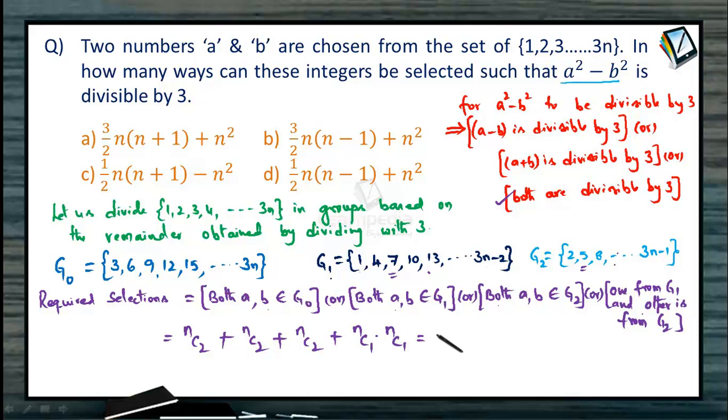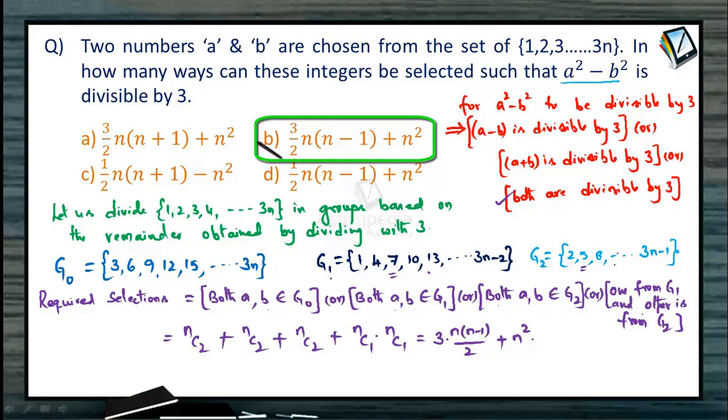Now when we simplify this, it is 3 times nC2, that is n into n minus 1 by 2, plus nC1 into nC1, that is n square. So which option is satisfying here? If you observe, option B, which has 3 by 2 times n into n minus 1 plus n square, is the number of ways of selecting two numbers A and B such that a square minus b square is divisible by 3.